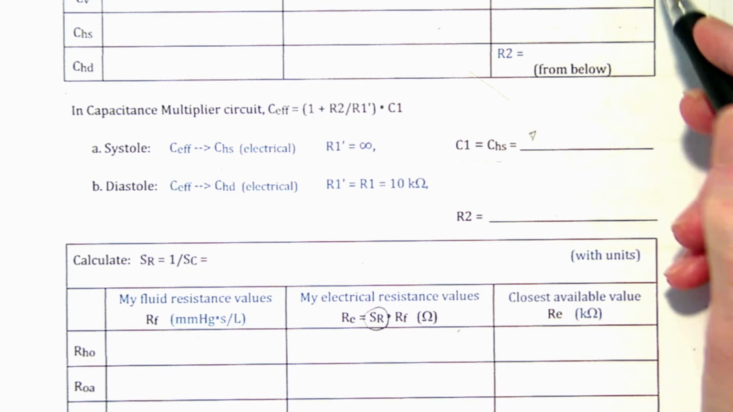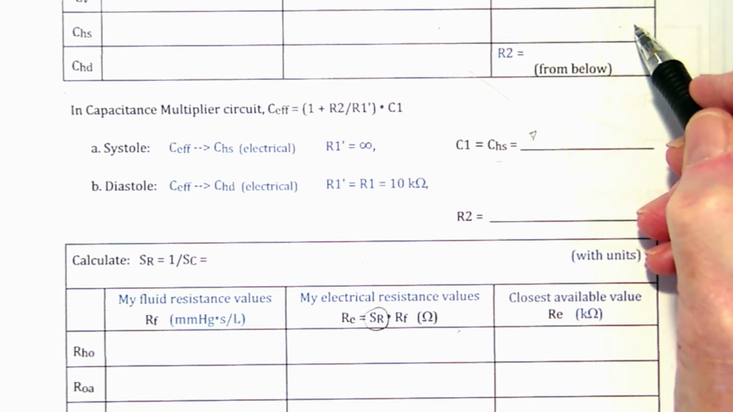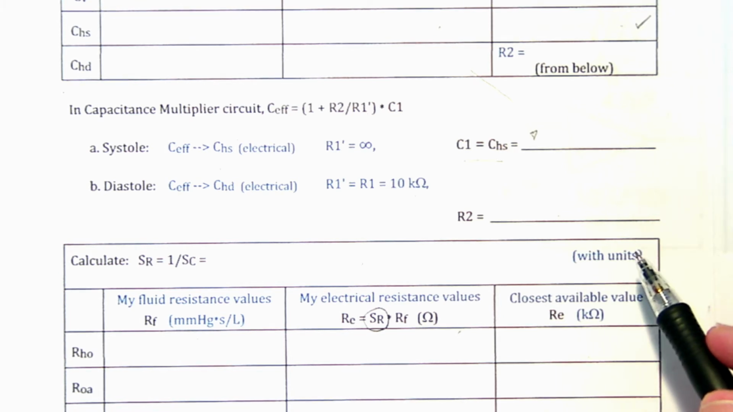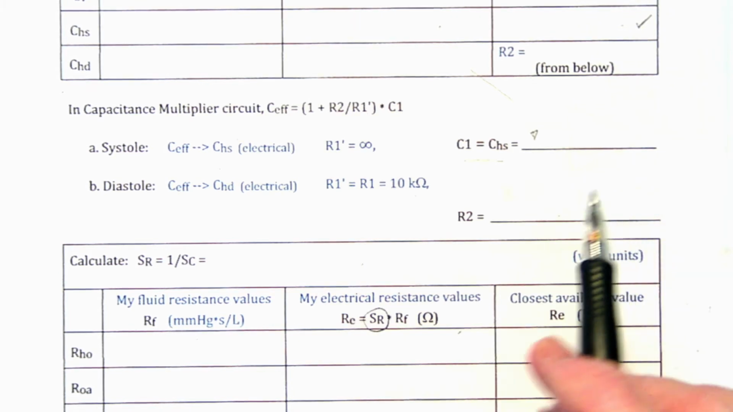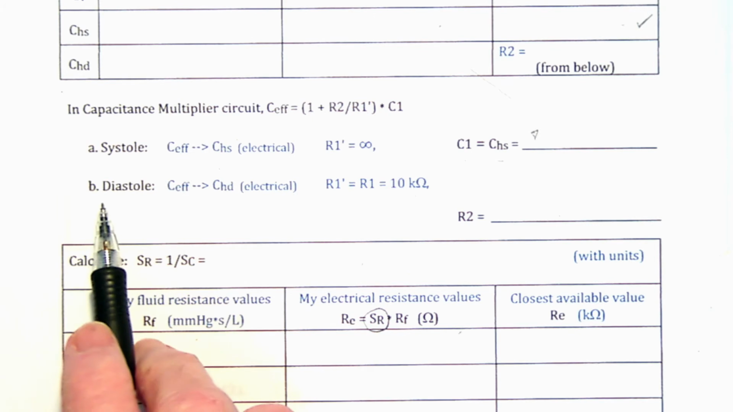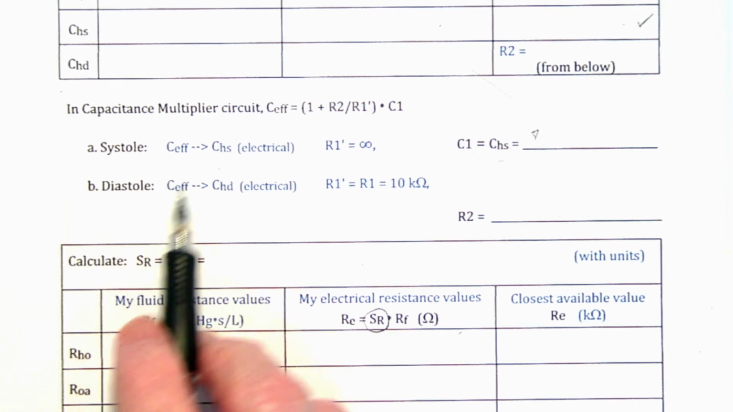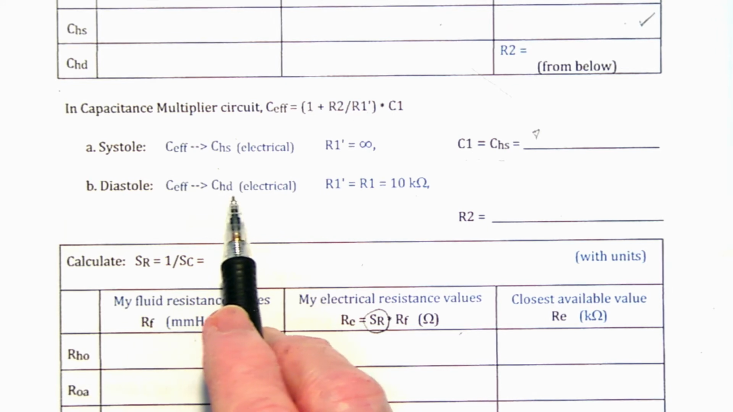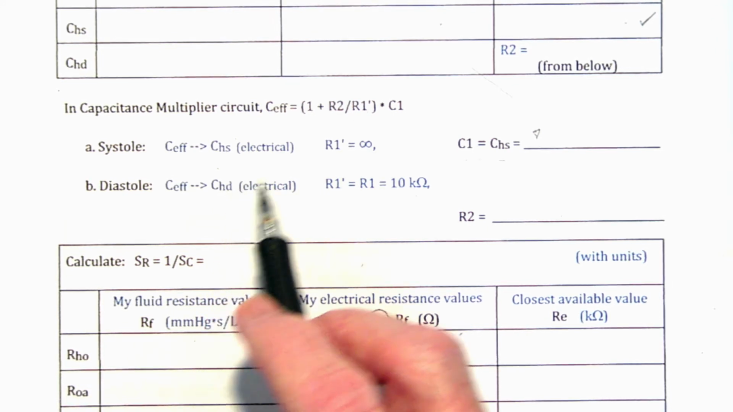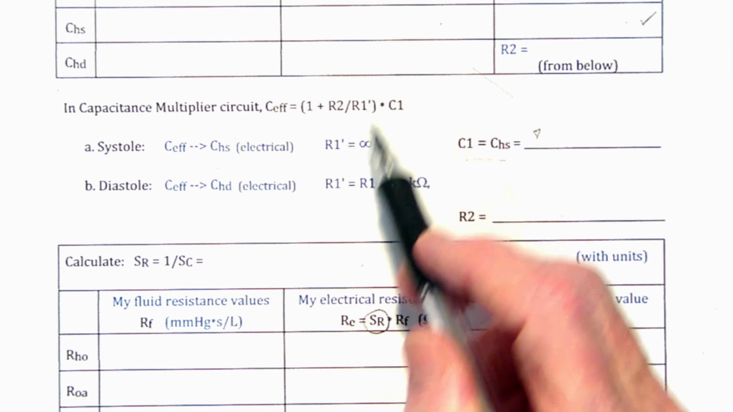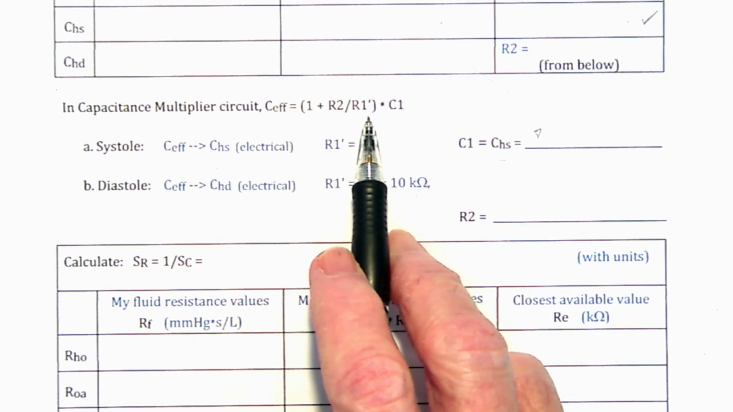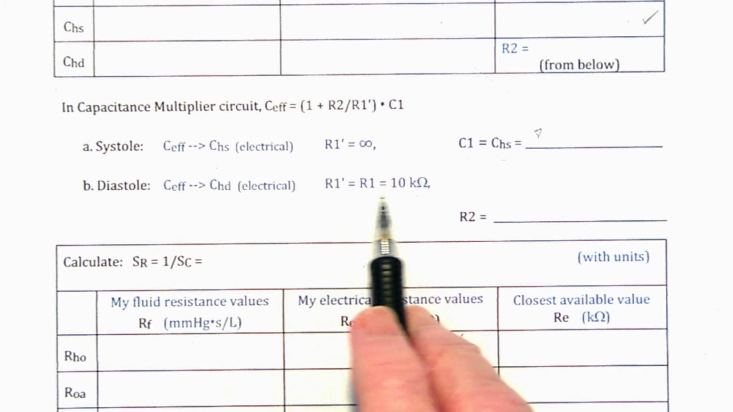The available value, of course, will be obtained off of the sheet of available values. You can put that value right in there for C1. For R2, we go into diastole, and there, the left-hand side of this equation should be the compliance, the capacitance, during diastole, which is CHD, which comes from this box there. Put that on the left side. R1 primed during diastole, when the switch is up, is 10 kiloohms.